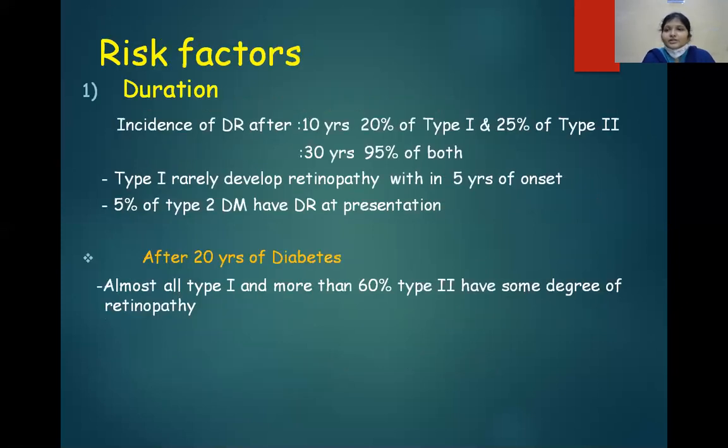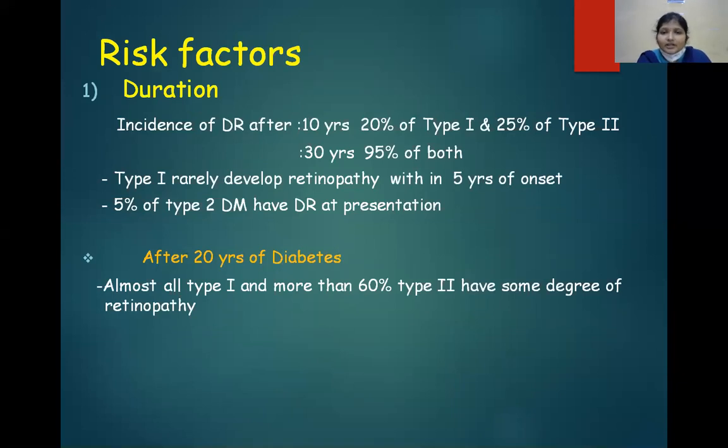So what are the various risk factors for diabetic retinopathy? The main important risk factor is duration of diabetes. The incidence of diabetic retinopathy after 10 years is 20% in type 1 diabetics and 25% in type 2 diabetics. Whereas after 30 years of duration of the onset of diabetes, the incidence is about 95% in both type 1 and type 2 diabetics.